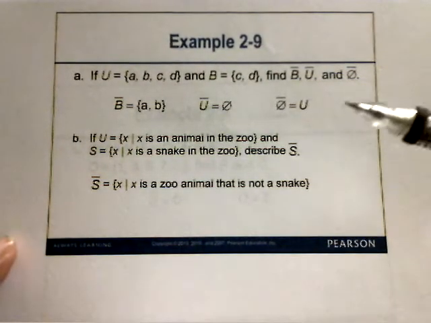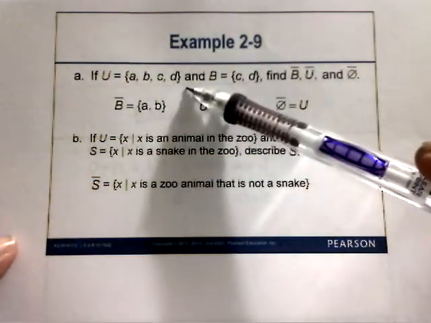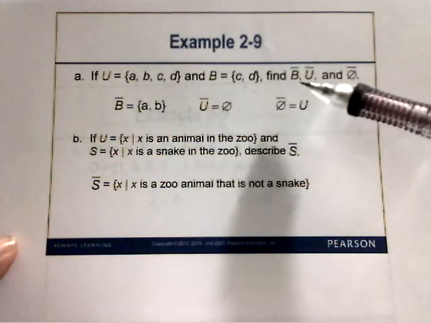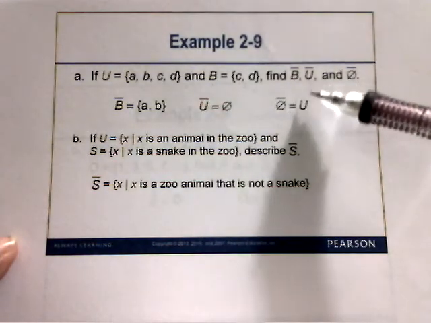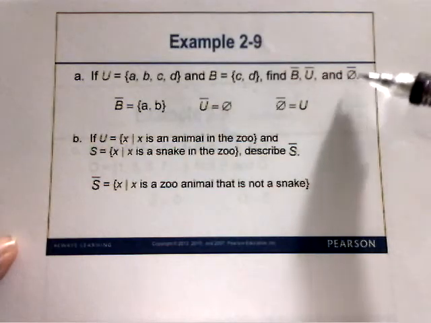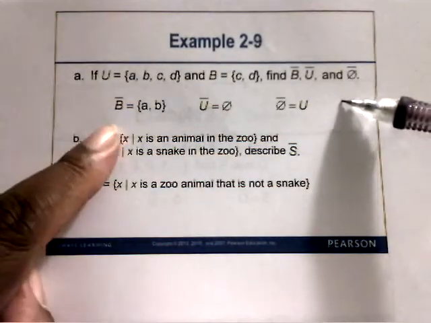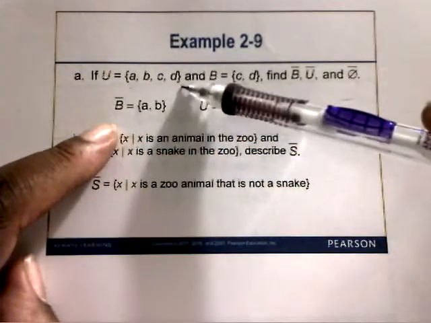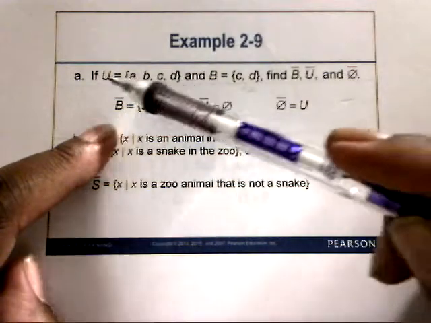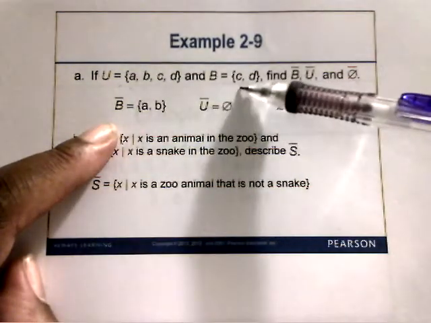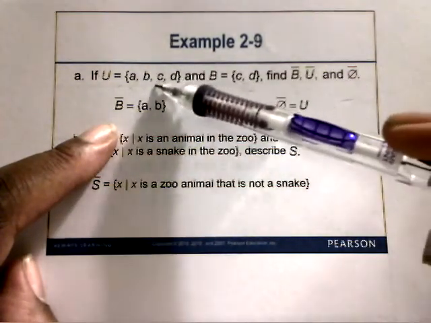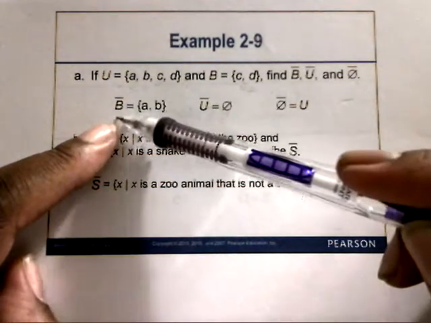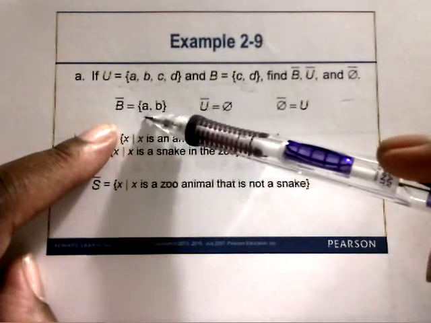Okay, look at this example. If U is going to be A, B, C, D, that's a universal set, and B is going to be the element C, D, find B complement, U complement, and the complement of the empty set. Okay, let's look at B complement. B has C, D. Compare that with U. You're going to take out of the universal set what's in set B. Here C and D will be taken out of that set, and you'll be left with just A and B. So B complement has these elements A, B.